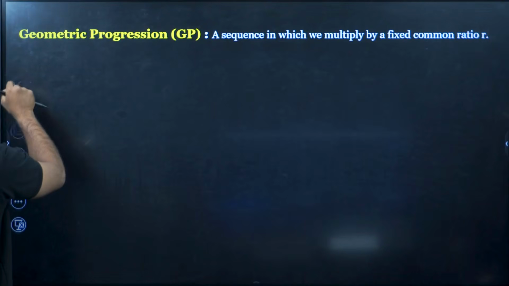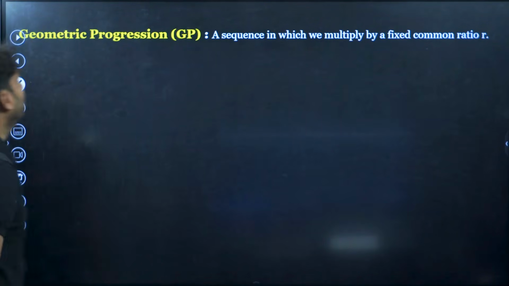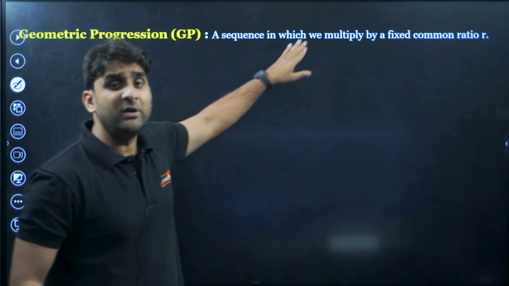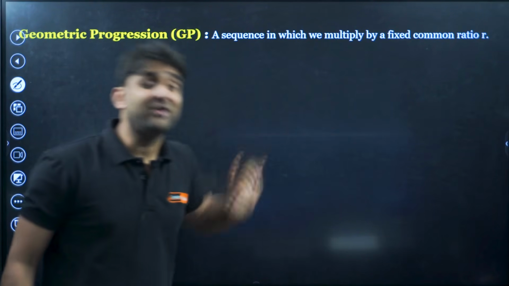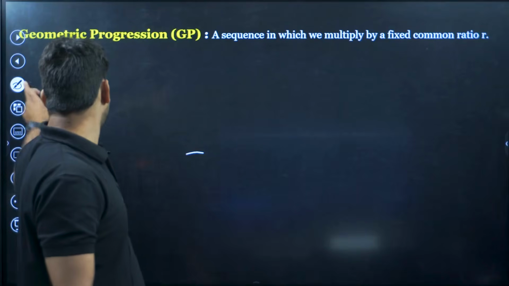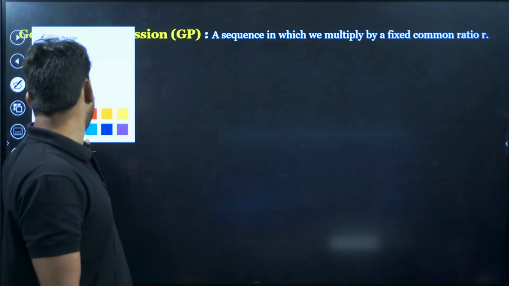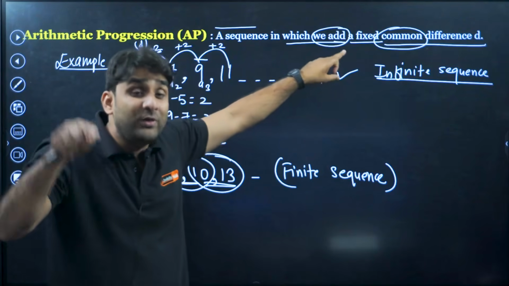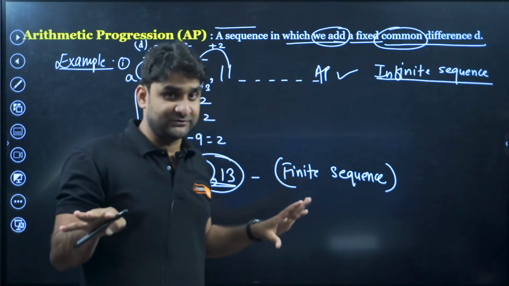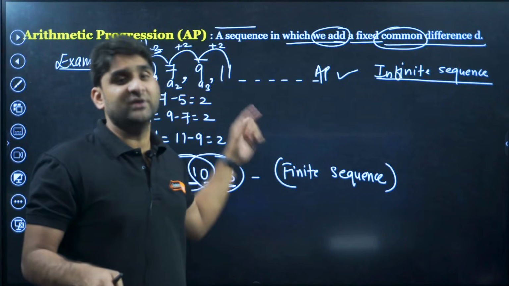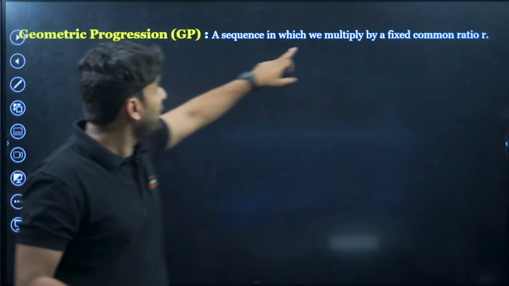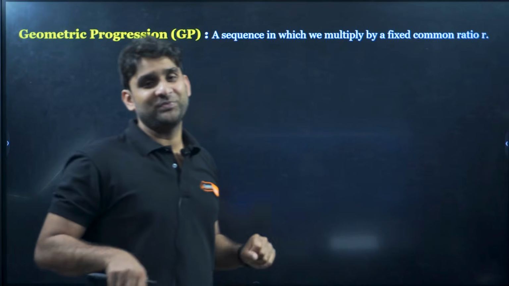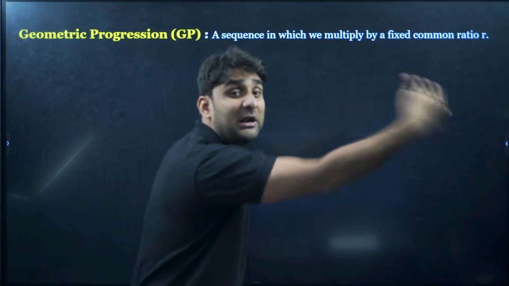Okay, look at geometric progression. This is really important. So what is called a geometric progression? A sequence in which we multiply by a fixed common ratio. What was AP, guys? The sequence in which we add a fixed common difference. We were adding the numbers in AP, but in GP we have to multiply by a fixed ratio, because the numbers will be increasing in multiplicative form.